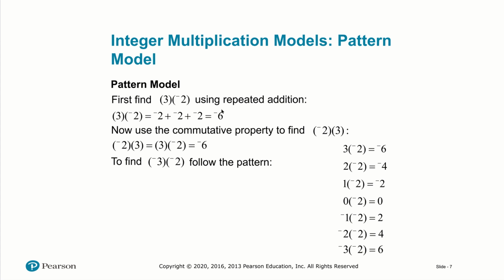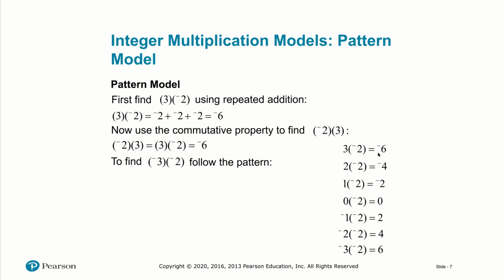So we're just going to add and keep the sign, right? So we get negative 6. Now we can use the commutative property to realize that 3 times negative 2 is the same as negative 2 times 3. And both of them will result in negative 6. Now, let's take a look at the pattern.